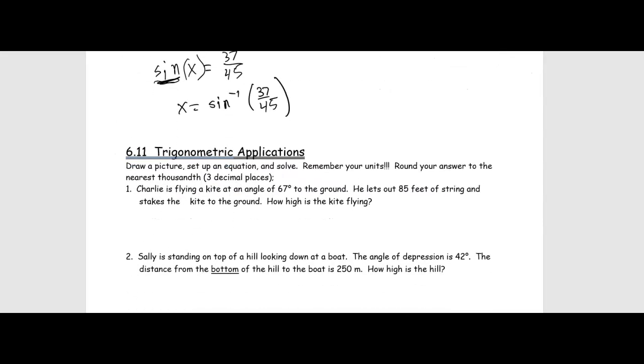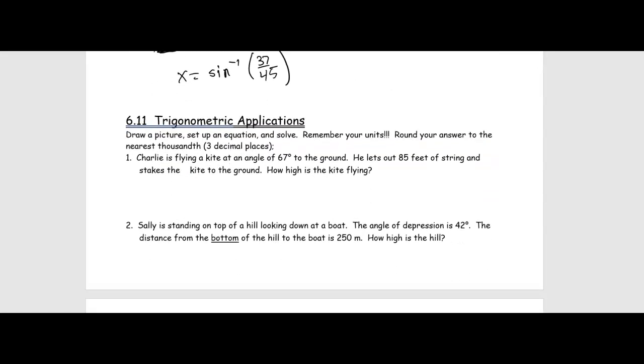All right. And then the last one, little word problems we did with these two. Draw a picture, set up an equation, and then solve this. So it says Charlie is flying a kite at an angle of 67 degrees to the ground. So if this is Charlie, here's the ground, and here's your kite up here, we'll call that K. So this angle here, you're told, is 67 degrees. He lets out 85 feet of string, so this would be our string here. So that's 85. And then he stakes the kite to the ground.